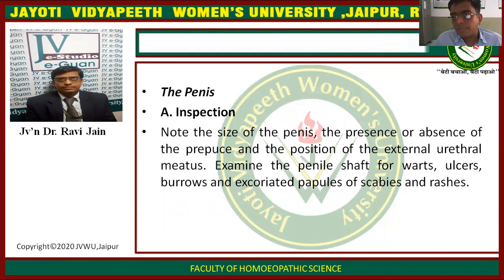The normal anatomy and physiology of the male genitalia you have already learned in your first year, so I need not repeat them. Rather, I will directly start with how to do the examination of the male genitalia. There are four aspects in the examination of any system: inspection, palpation, percussion, and auscultation. In male genitalia, we mostly do inspection and palpation. There will not be any percussion or auscultation. So let's start with the inspection.